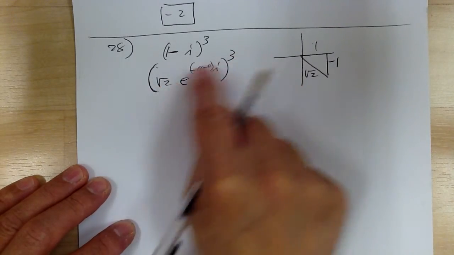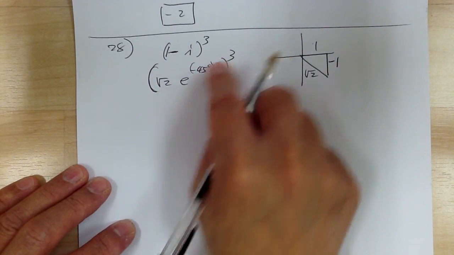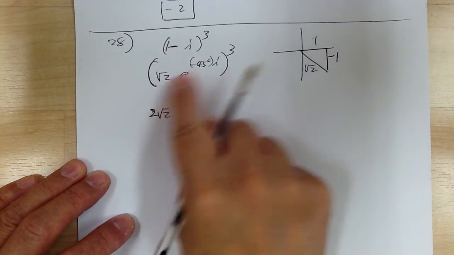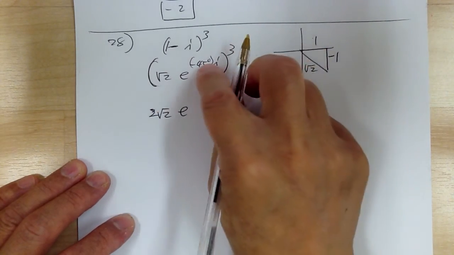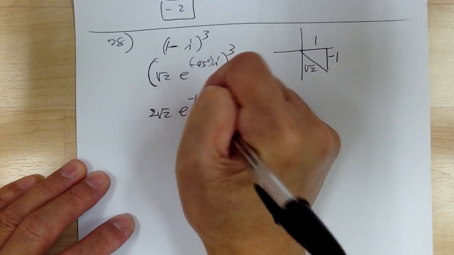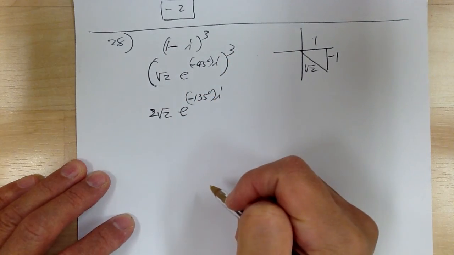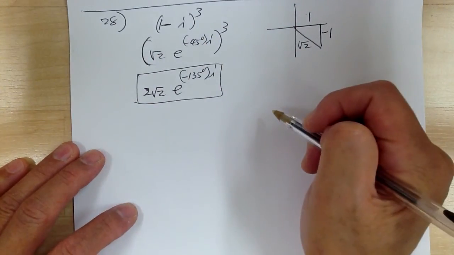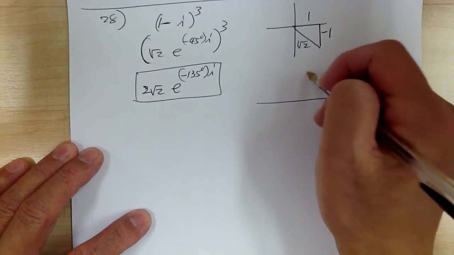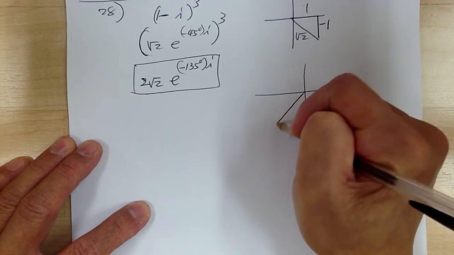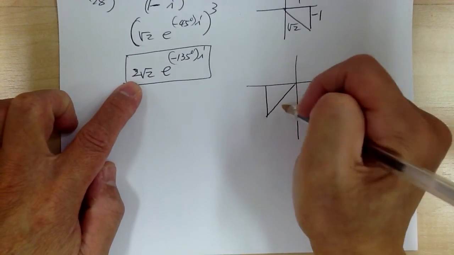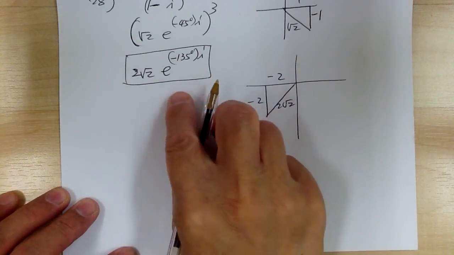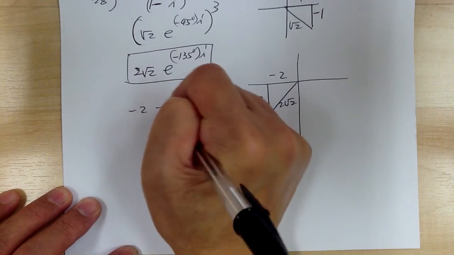When you work these out, square root of 2 to the 3rd power is square root of 2 times square root of 2 times square root of 2, which gives you 2 square root of 2. And this one is an exponent of an exponent, so it becomes e to the negative 135 degrees i. That's your polar form. Now to convert to rectangular form, just draw your triangle: negative 135 degrees is right over here, and the radius is 2 square root of 2, so this would be negative 2, negative 2. So your answer in rectangular form is just negative 2 minus 2i.